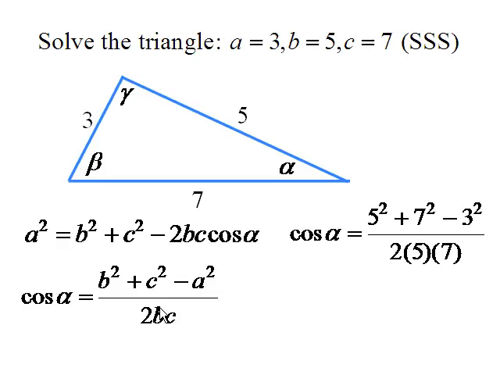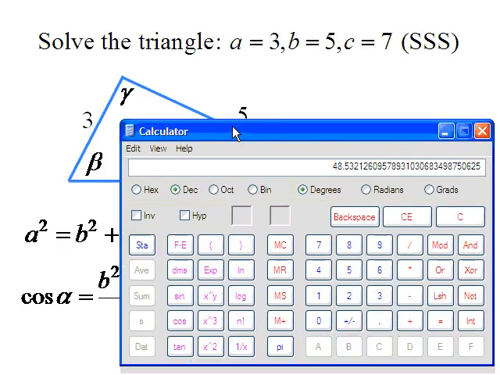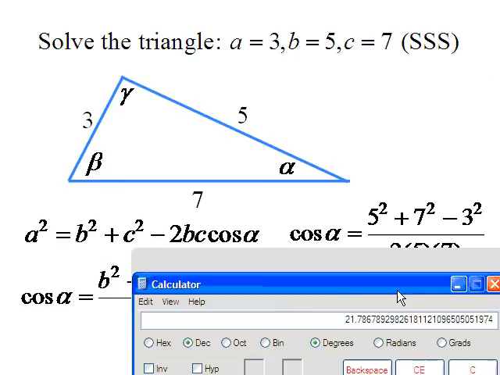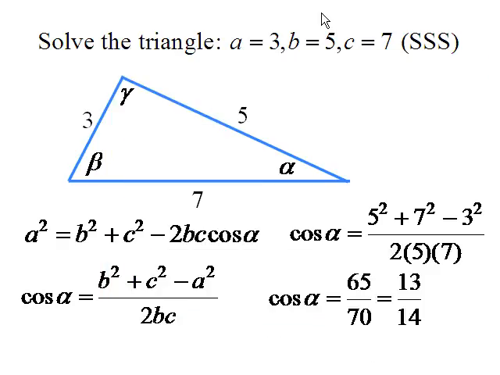Here it is in symbolic form. Here it is substituted in. And the value that comes out when you do the arithmetic is 13/14. 13/14 means that we want an angle whose cosine is 13/14. Calculator would tell us that. 13/14. And now we want the inverse cosine, and that's 21.7, 21.8 degrees. So that's the calculation for alpha.